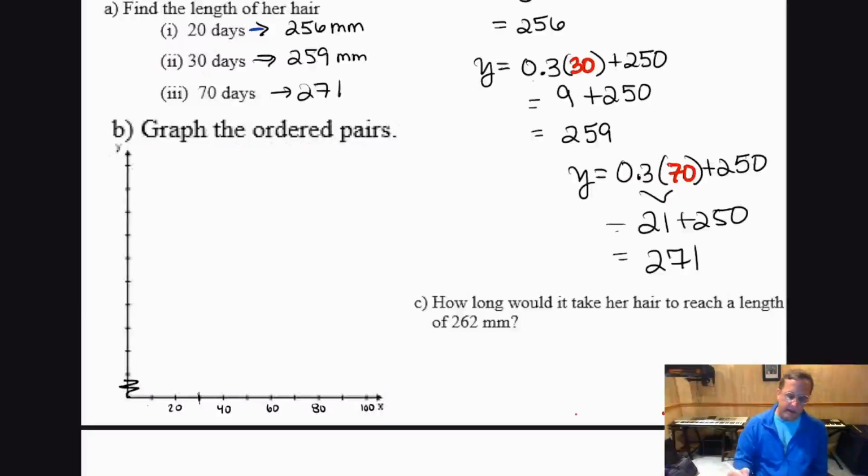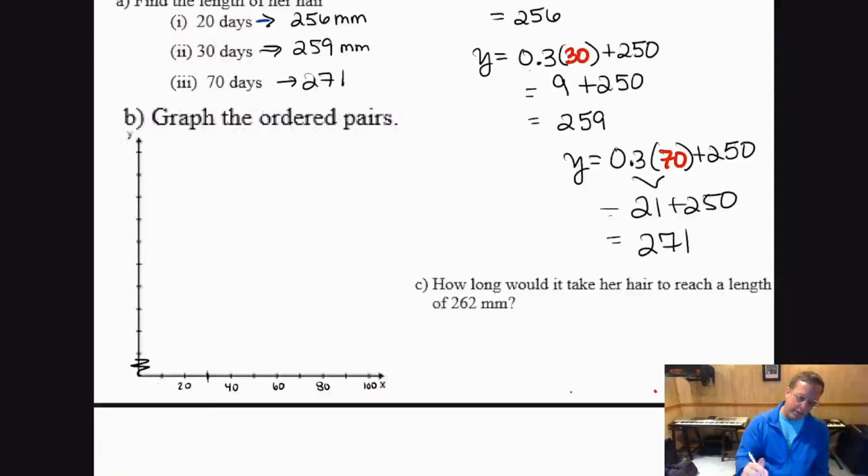Put a little break. Our lowest number is 256, and our biggest number is 271, so we can just go by fives, really. We can put 250 here. That's going to be 5, and then that's another 5. So this is going to be 260, and then this will be 270. This one right here will be 280, and then 290. Hopefully you get what I did there. And now we're ready to graph them.